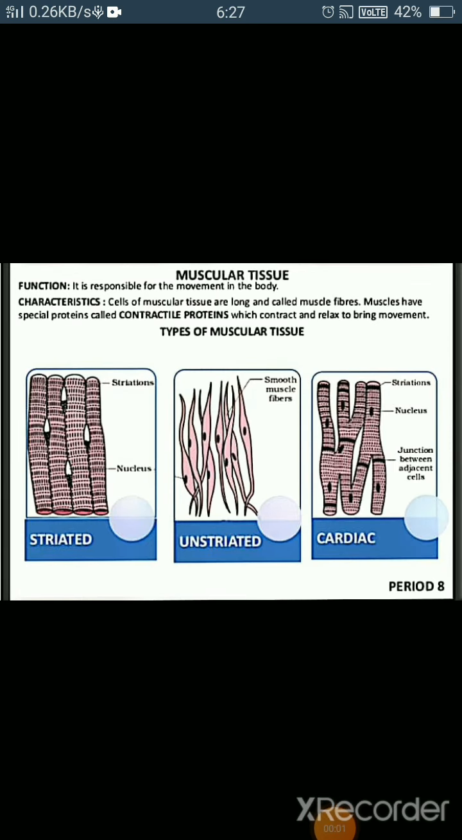Now muscular tissues. Muscular tissues consist of elongated cells, also called muscle fibers, and these are mainly responsible for the movement in our body. Muscles contain special proteins called contractile proteins which contract and relax to cause movement. They are of three types, that is striated, unstriated and cardiac muscular tissues.